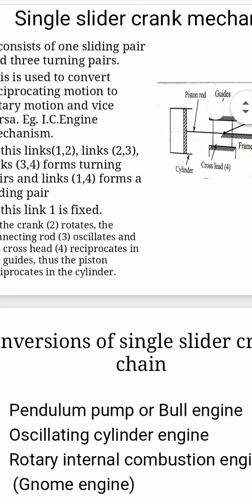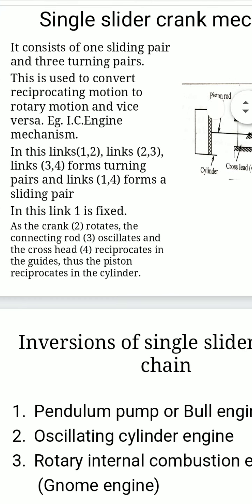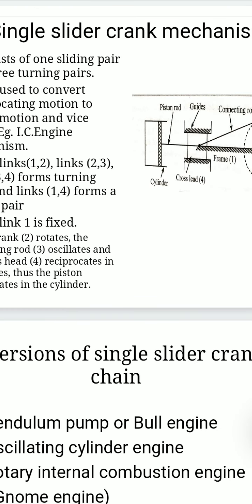A single slider crank mechanism consists of 3 turning pairs and 1 sliding pair. This mechanism is used to convert reciprocatory motion into rotary motion, or rotary motion into reciprocatory motion.